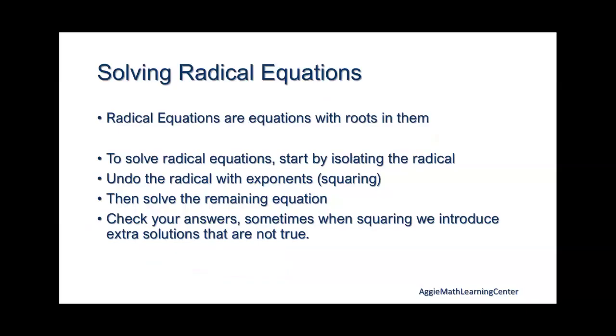If it's a square root, we're going to square the radical and square everything on the other side, and solve the remaining equation. And then this is where it's really important: we do in fact need to check your answers every time. Sometimes when squaring, we introduce extra solutions that are not true. With a square root, normally we're going to get 2 solutions. Sometimes both solutions are true. Sometimes only one solution is true. And you don't know unless you check it.